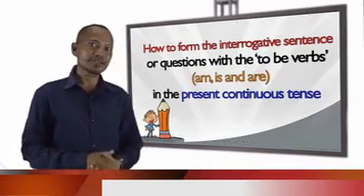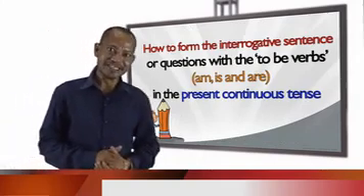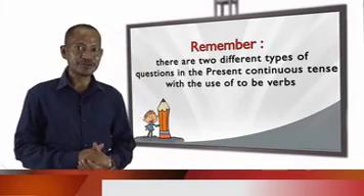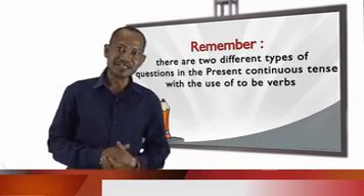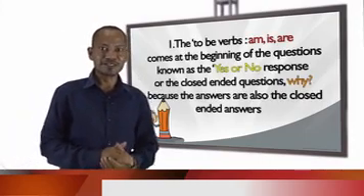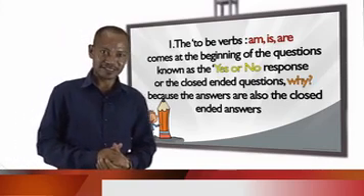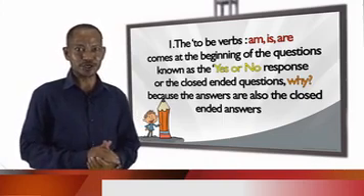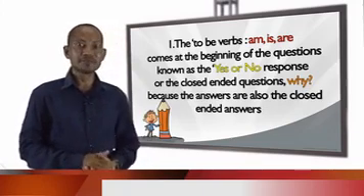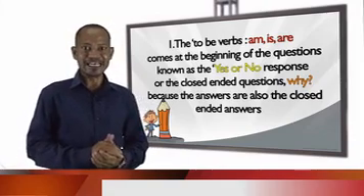Now let's look at the interrogative sentences or questions with the to be verbs am, is and are in the present continuous tense. But notice there are two different types of questions concerning the to be verbs in the present continuous tense. First is the question where the to be verbs, in this case am, is, are, come at the beginning of the question, usually known as the yes or no questions, or the closed-ended questions. Why? Because the answers to this type of question are also closed-ended answers.